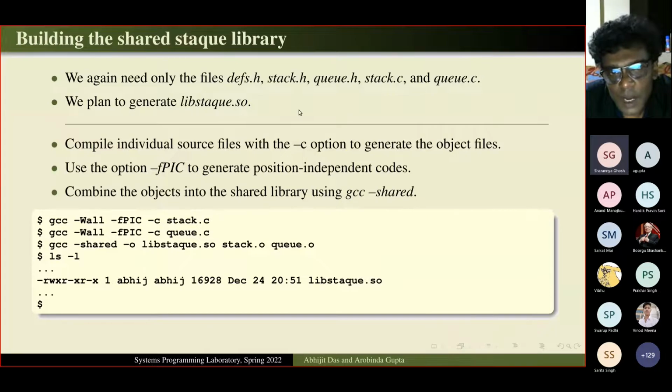Irrespective of wherever you are, if I tell you go to the address 15, this is a fixed address. It's position dependent. On the other hand, if I say just move 15 bytes ahead, this is position independent. From wherever you are, you can move 15 bytes ahead. This is the kind of thing that the PIC option generates, and that is needed for shared libraries.